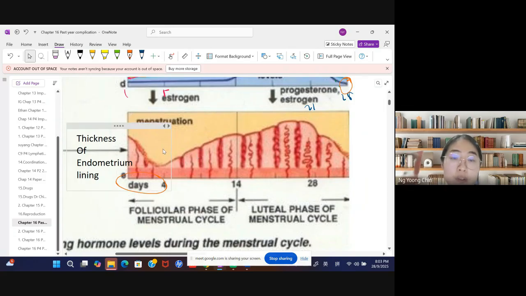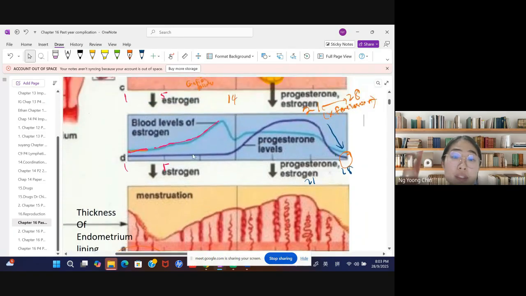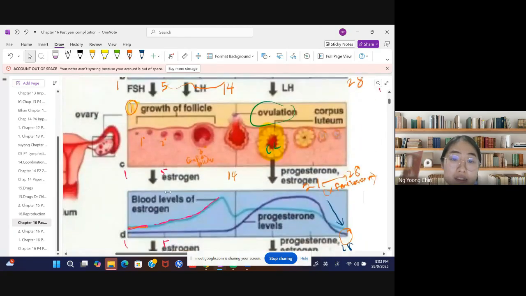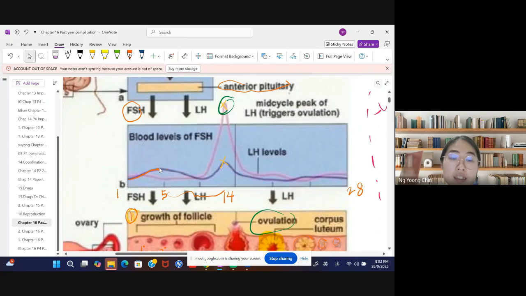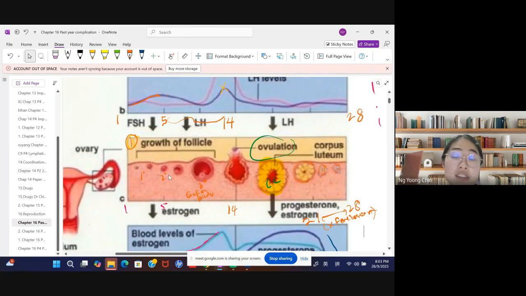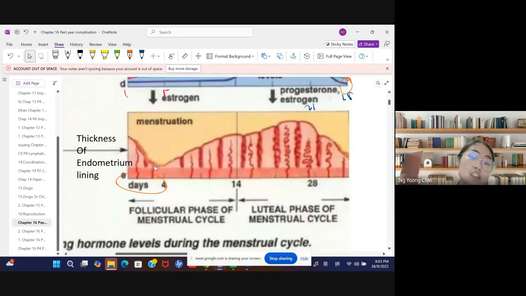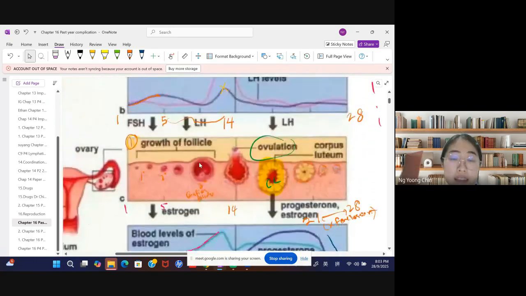ask the anterior pituitary gland to secrete the FSH hormone. So that's why you can see the FSH in the first 5 days slowly increasing in level, because they need to stimulate the growth of the follicle first. So you can see this growth of follicle happens after the menstrual period. When they shed off their lining, they restart the cycle. The follicle starts to grow again, and then becomes mature again, which is the Graafian follicle.